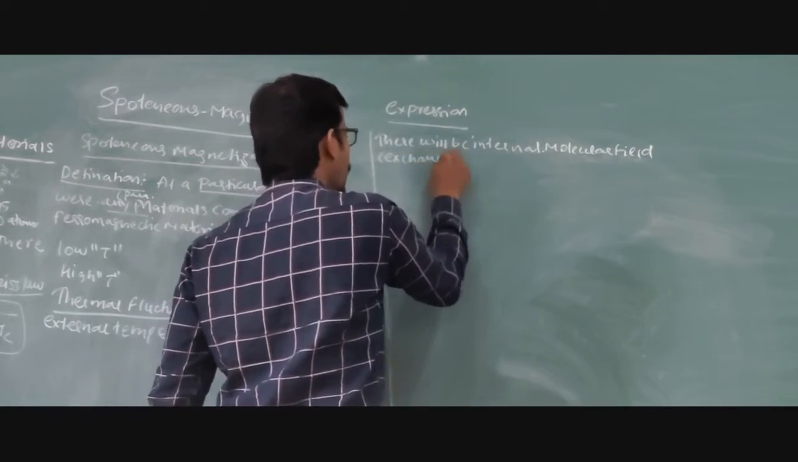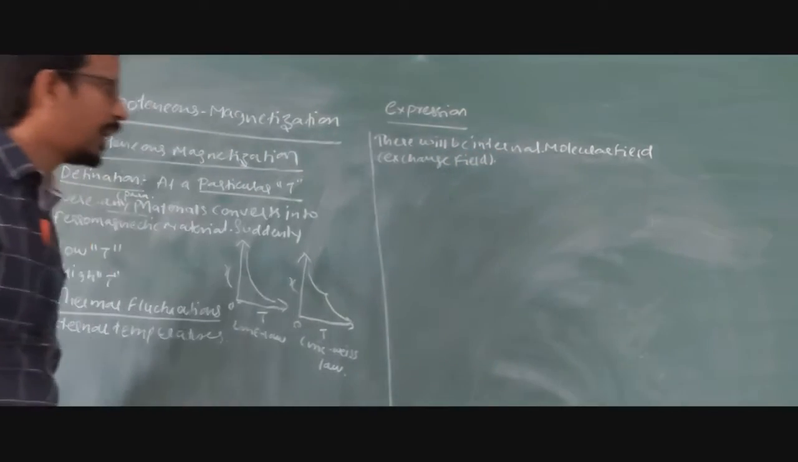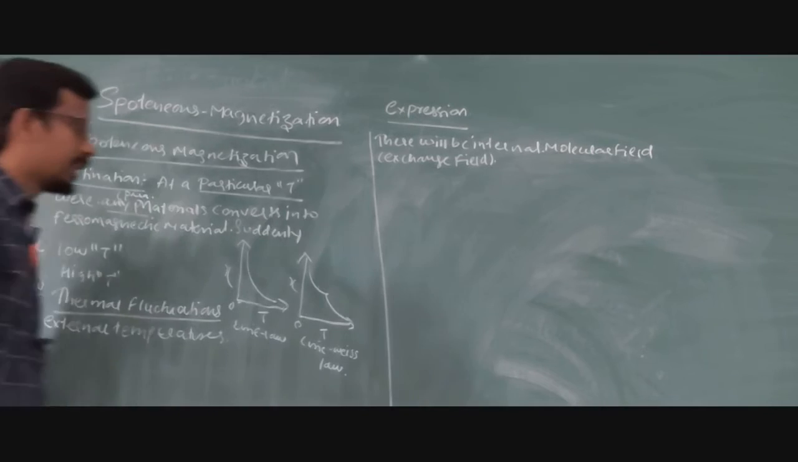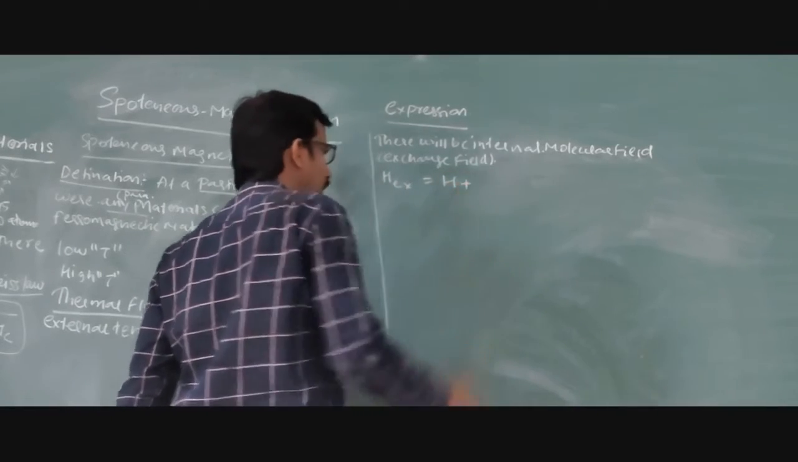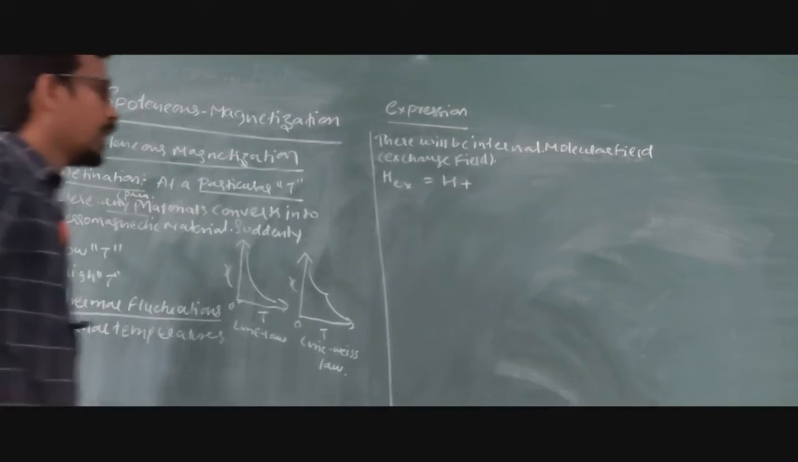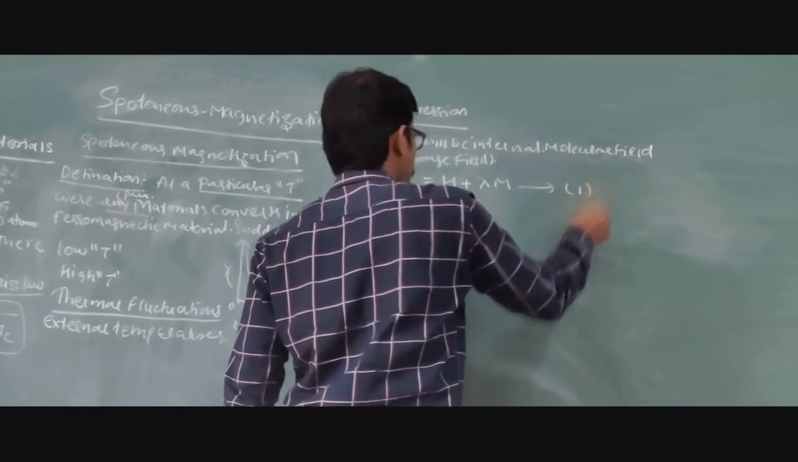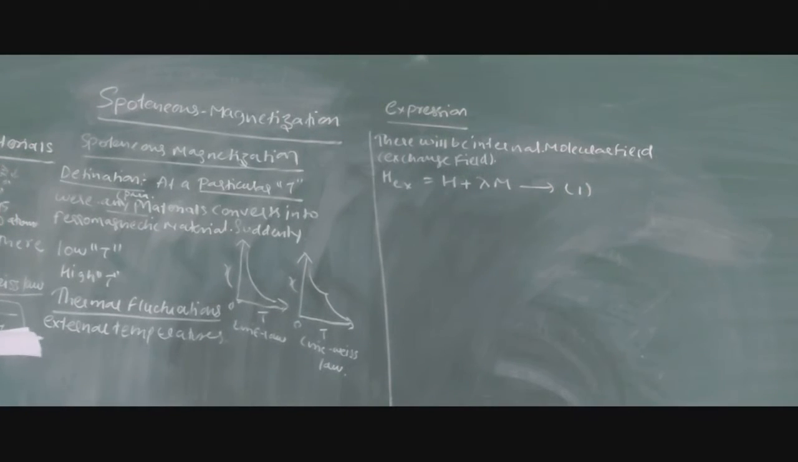Why is it happening? What characteristics are present to assume that the molecule has an exchange field inside the material? So the exchange field acting on the dipole, understood? That is H_EX. H_EX equals H plus lambda M. H is nothing but the applied magnetic field. Lambda is the molecular field constant. H_EX is nothing but the internal molecular field that we are going to observe.